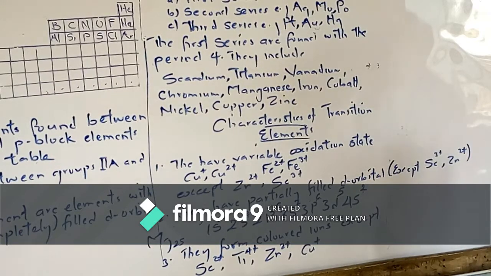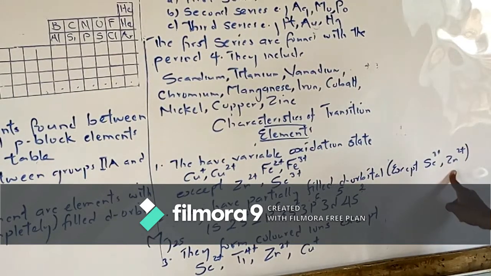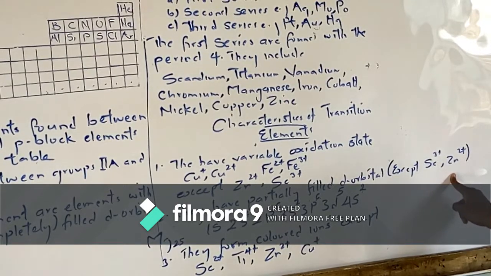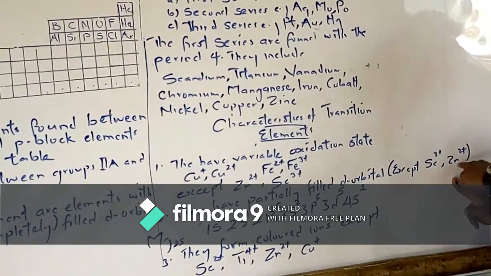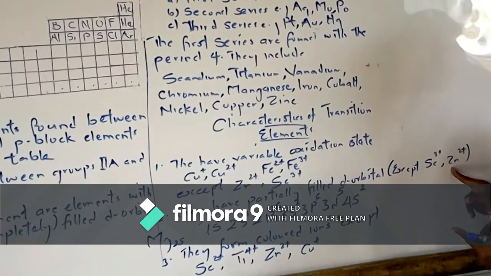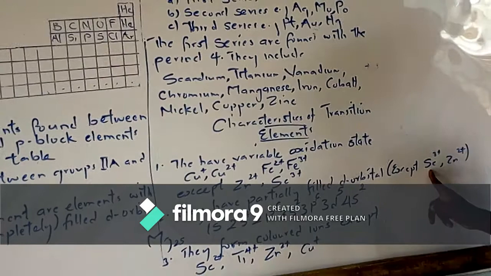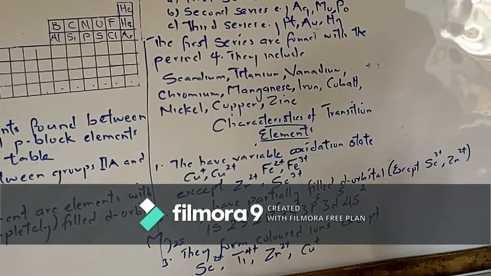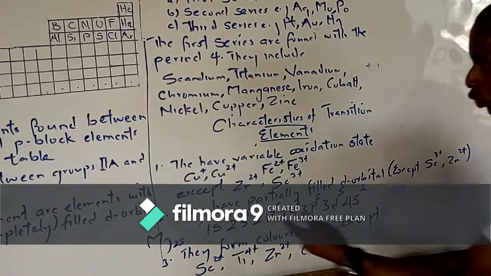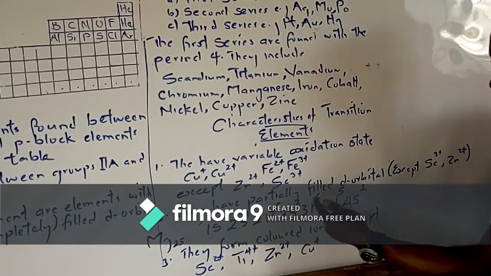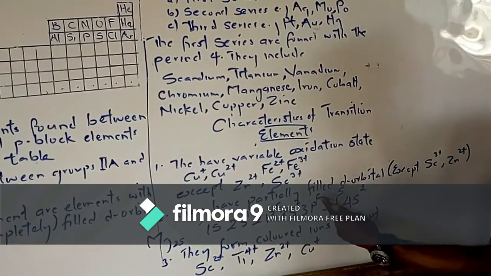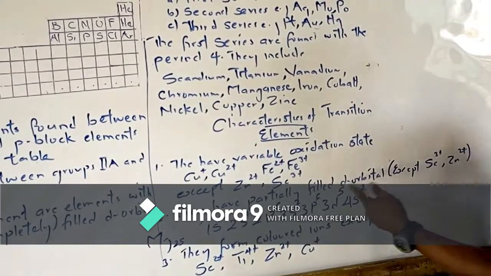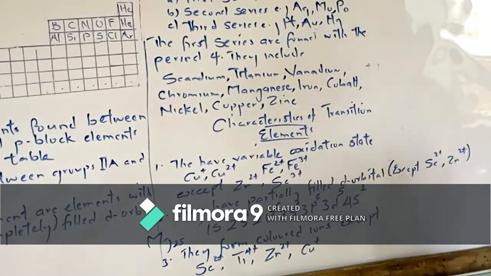Another exception: zinc has a completely filled d orbital. You see again, zinc is still behaving abnormally. They have completely filled d orbitals. Scandium has no electrons in the d orbital. Unique again, because scandium is 21. If you add 2, 4, 10, 18 plus 2, 20.